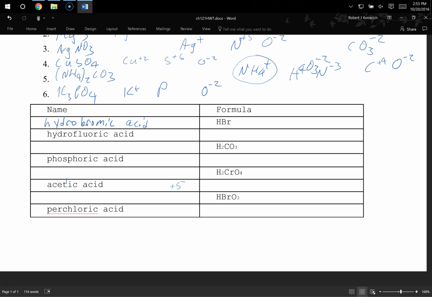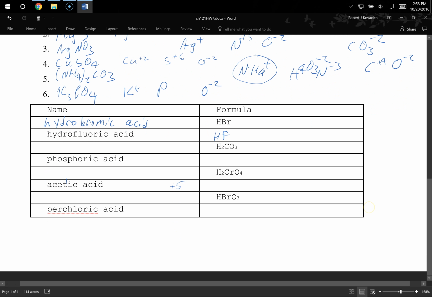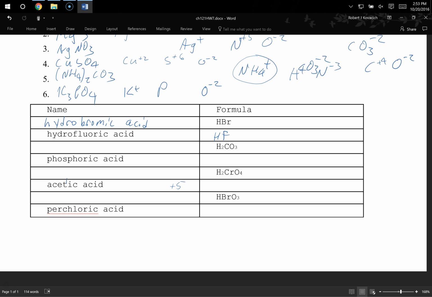So hydrofluoric acid is telling me what? This thing starts with an H because it ended in the word acid. And then there's a hydro there, so there's no oxygen, so I just need a fluorine. Okay, and how about the next one? So I don't say hydro with this one because there's an oxygen there. And what's the polyatomic ion? Carbonate, so then it becomes carbonic acid.